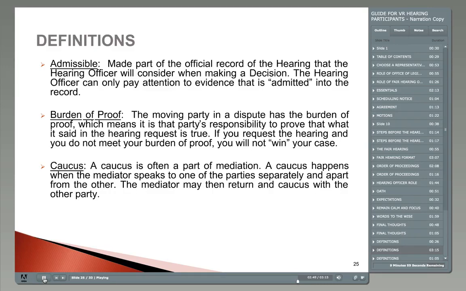A caucus happens when a mediator meets with one of the parties separately and apart from each other. What they're looking for in that caucus is to find the common ground, maybe, and the mediator may return and caucus with the other party to see if there's common ground for forming an agreement or the basis for the start of negotiations or the continuance of negotiations.